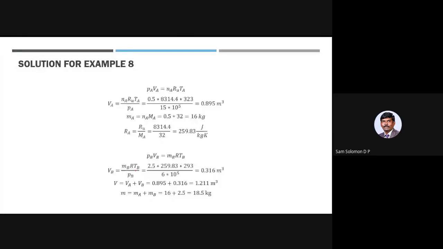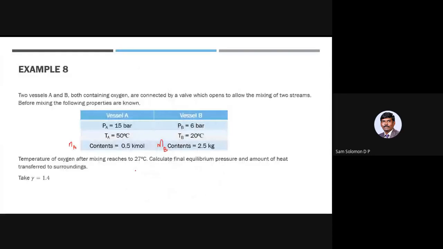So you can find out the total mass after mixing, because in this particular case, one is given in number of moles, the other one is given in mass. Whichever is convenient you can use, because it is the ideal gas equation of state, and either you can use PV equal to mRT, or you can use PV equal to N Ru T. In this case, we have to use both the relations, but we can stick to one permanently.